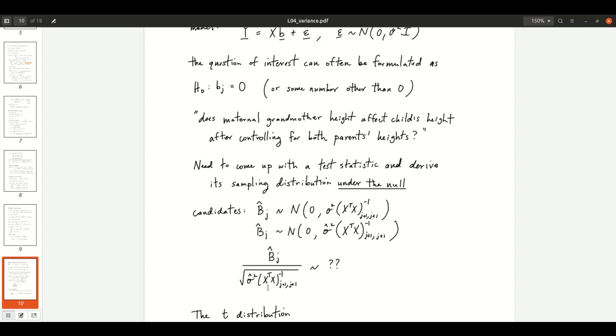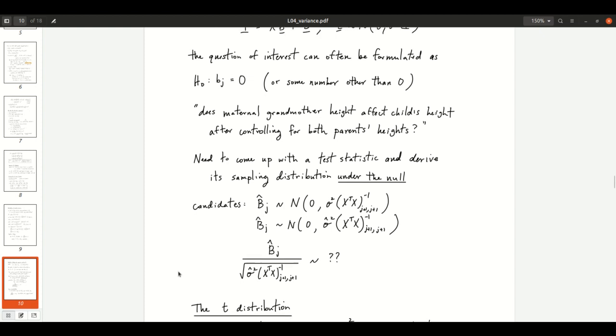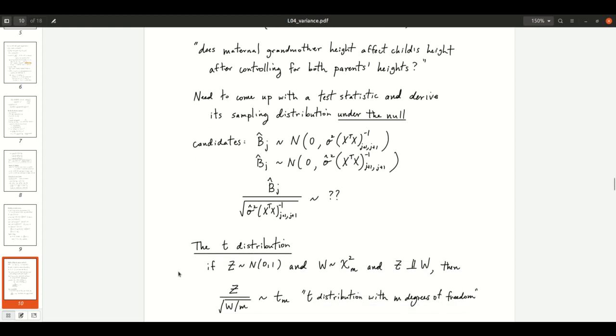Now the question is, what is the sampling distribution of this random variable? This is clearly a random variable because it involves random things, but it's kind of a weird one because there's a normal on the top, but then there's like a square root of this thing which has a chi-squared distribution. So this is going to be a weird distribution, but it's one we know about. So let's derive what it is.